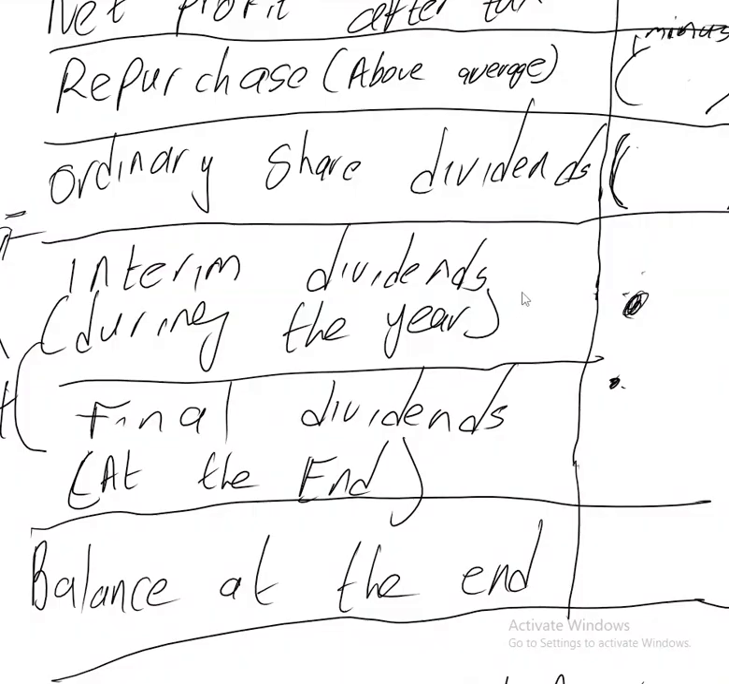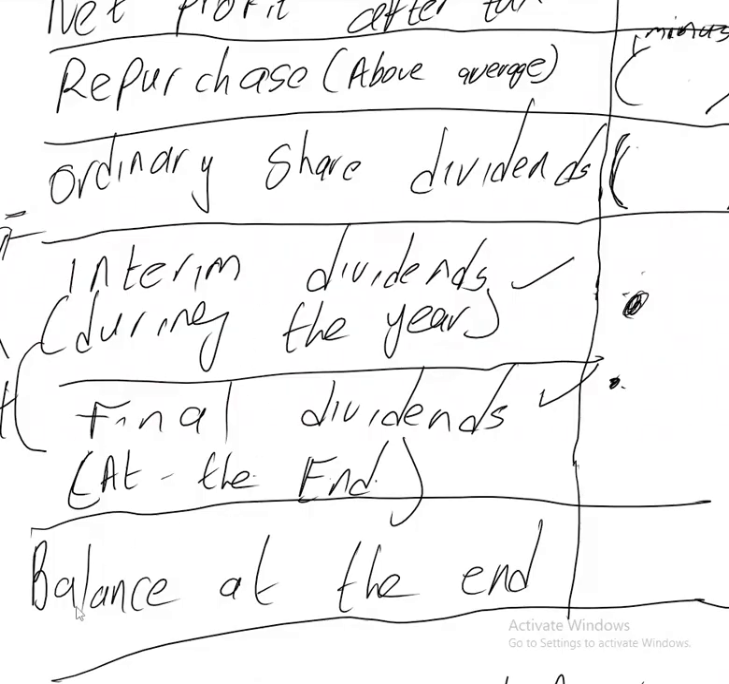So you will have two dividends. That is interim dividends that are paid during the year. You will have the final dividends that are paid at the end of the year. So because you are paying people, hence why this is going out, right? It's a minus because money is leaving, right? Money is going out, right?